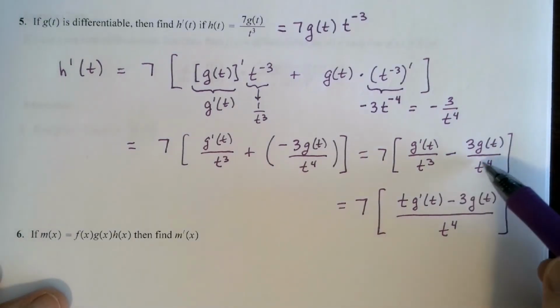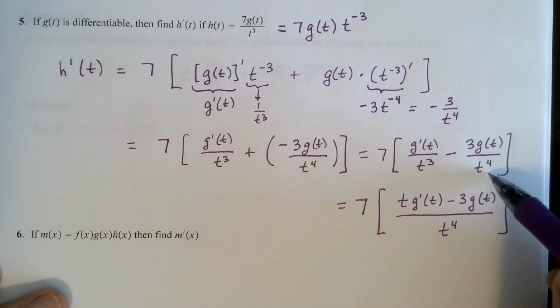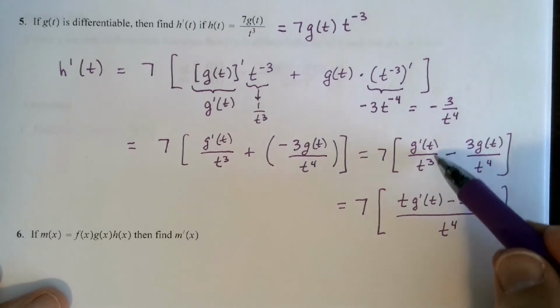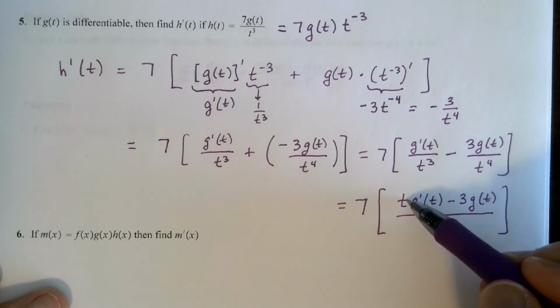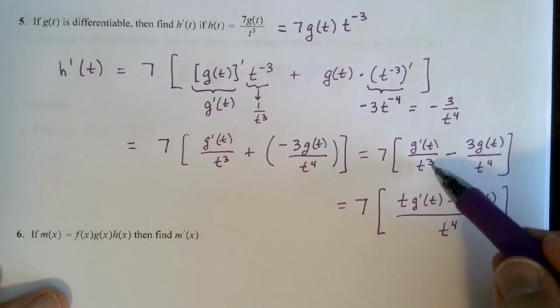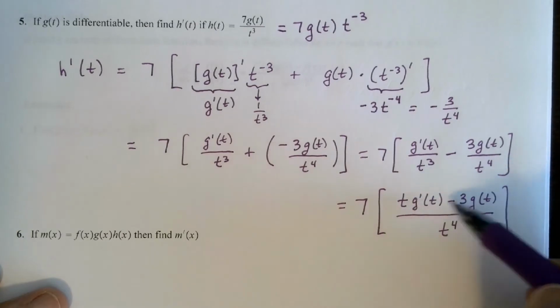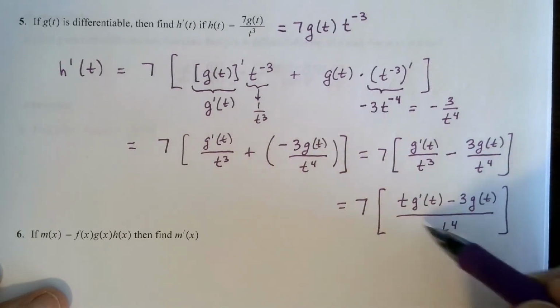A common denominator. What's the common denominator between t cubed and t to the fourth? The least common denominator is t to the fourth, right? So I need to multiply top and bottom of this fraction by t. So there's t times g prime of t times t cubed is t to the fourth, and this is already over t to the fourth, so then I can just subtract. So hopefully you understand this is finding a common denominator and subtracting.